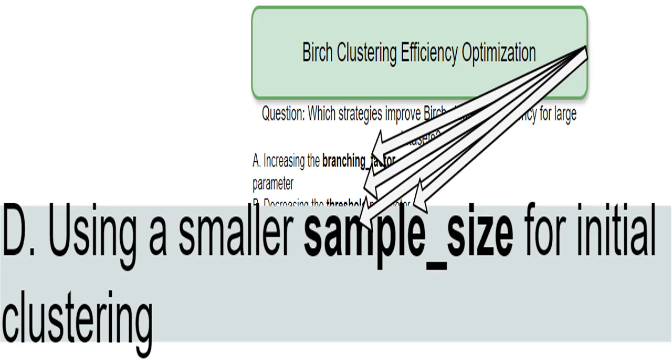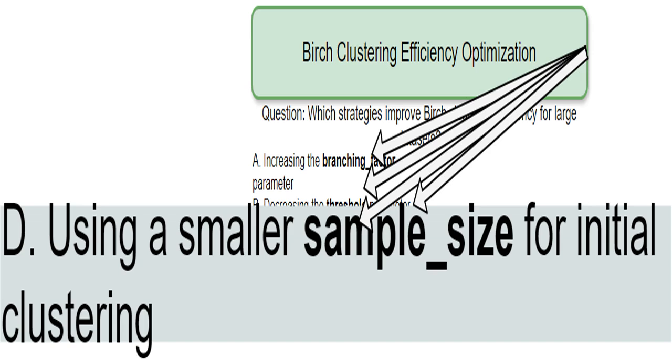I'll explain why using a smaller sample size is a good idea for speeding up BIRCH clustering. Think of it like this. You're trying to build a map of a huge city. Instead of surveying every single house, you could first survey a smaller, representative sample. This initial overview gives you a good starting point for building the complete map, and it's much faster.